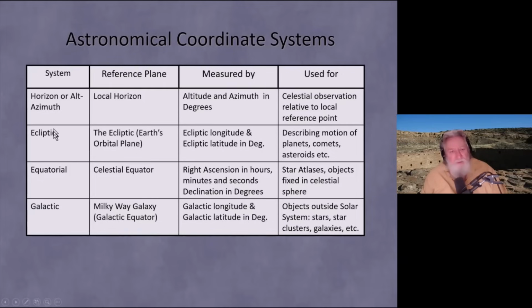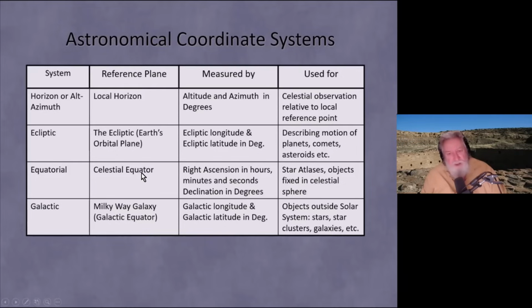Then, as you move out from that, you come to the ecliptic. The ecliptic, which is Earth's orbital plane, is measured by ecliptic longitude and ecliptic latitude in degrees. This is primarily used for describing the motion of planets, comets, asteroids, etc. But I think right there might be a clue: describing the motion of planets, comets, asteroids.